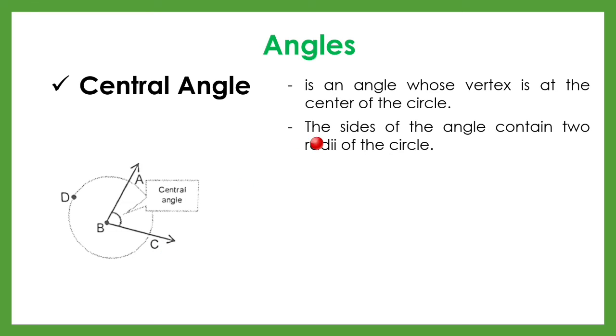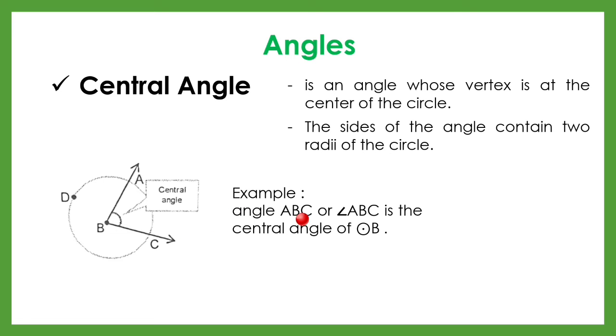And another, the sides of the angle contain two radii of the circle. So, meron tayong dalawang radius. So, radius BA at saka radius BC. Ito yung side ng ating angle. So, what is the central angle here? What is the name? That is angle ABC. Or, ang symbol ng angle ay ganito. Angle ABC is the central angle of circle B.